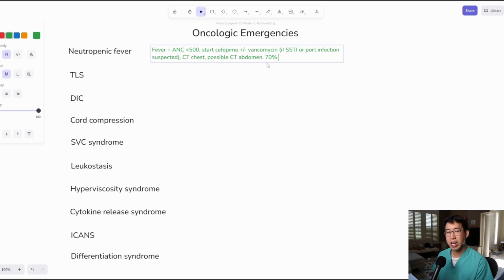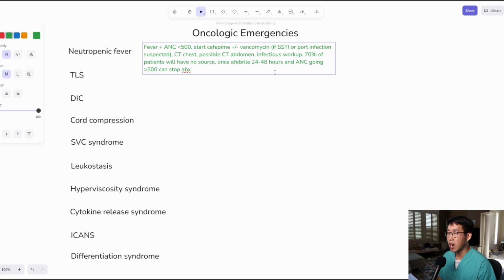So once they are afebrile for 24 to 48 hours, their ANC is starting to get above 500, then you can stop the antibiotics and discharge these patients. If it's ongoing for greater than 4 days and you don't have a clear source, then you should start a fungal workup, including a CT sinus, and also start an empiric antifungal as well.